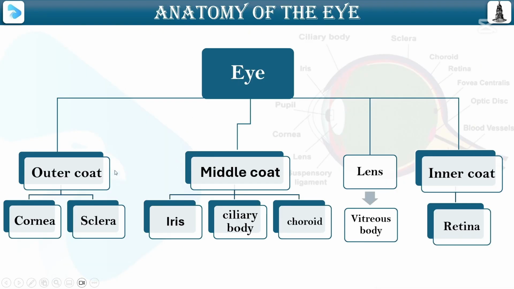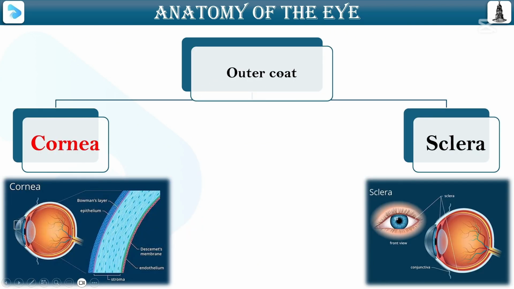Okay, as we said, the eye has an outer coat, middle coat, and inner coat. The outer coat is formed of the cornea and sclera; the middle coat, the iris, ciliary body, and the choroid. And the inner coat is the retina. Okay, and there are the contents, the lens and the vitreous body. The outer coat is made of the cornea and the sclera.